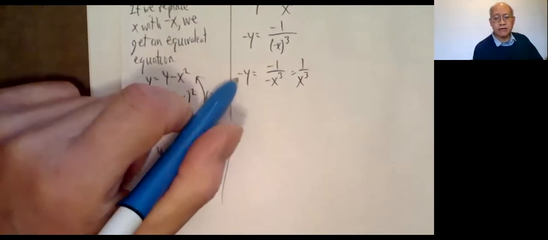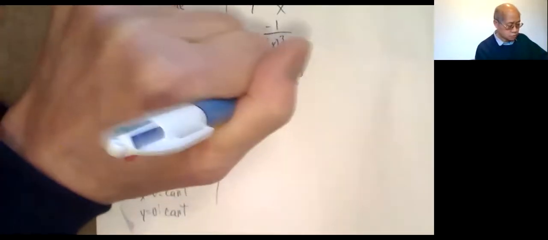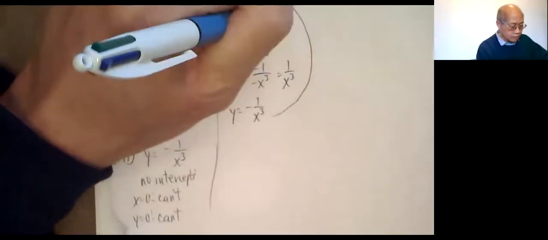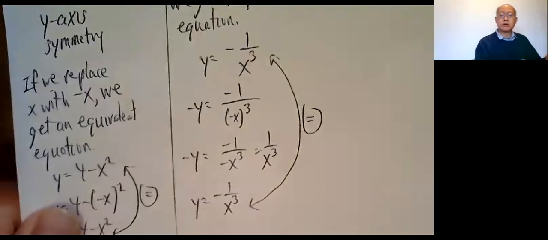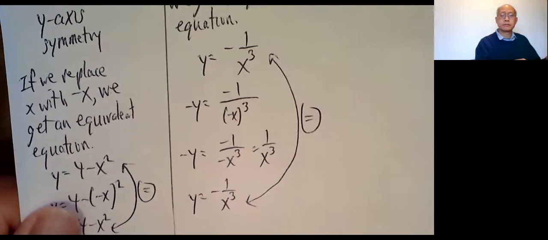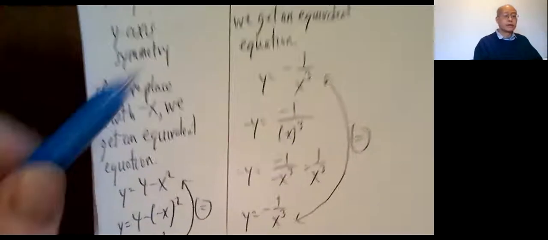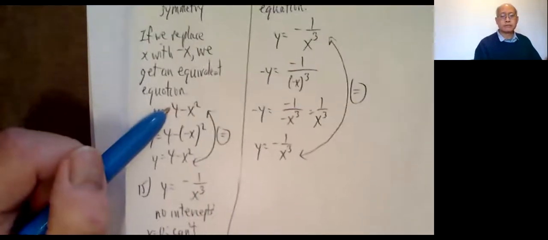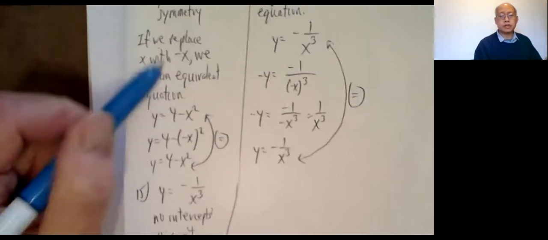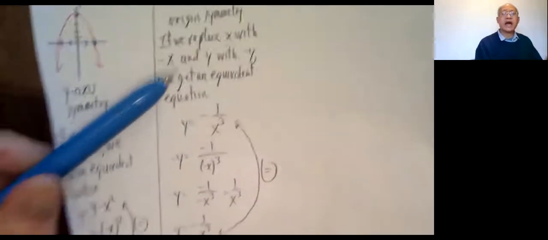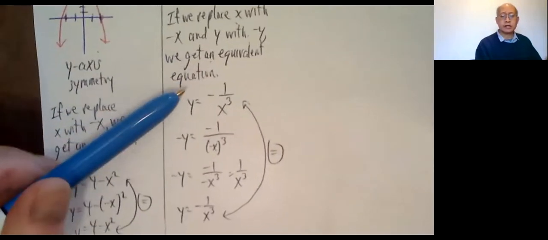Now, multiply both sides by negative 1. y equals negative 1 over x cubed. Okay, and that is equivalent to the original. So I got arrows going there. And let me raise it up again so you can focus on it better. All right, so y-axis symmetry, if you replace x with negative x, you get an equivalent equation. You can put all this on your formula sheet, on your cheat sheet if you wish. For origin symmetry, if you replace x with negative x and y with negative y, we get an equivalent equation.